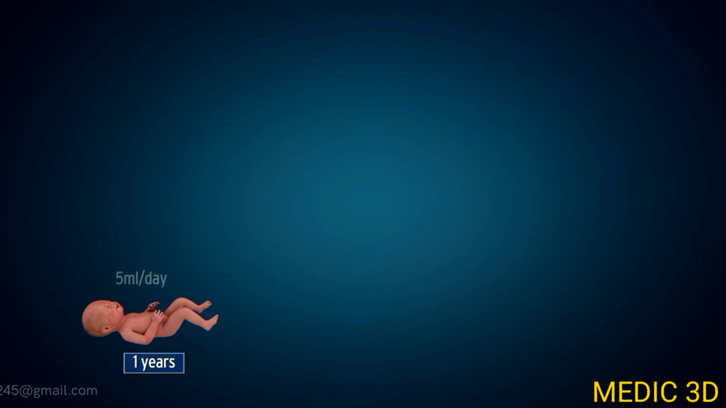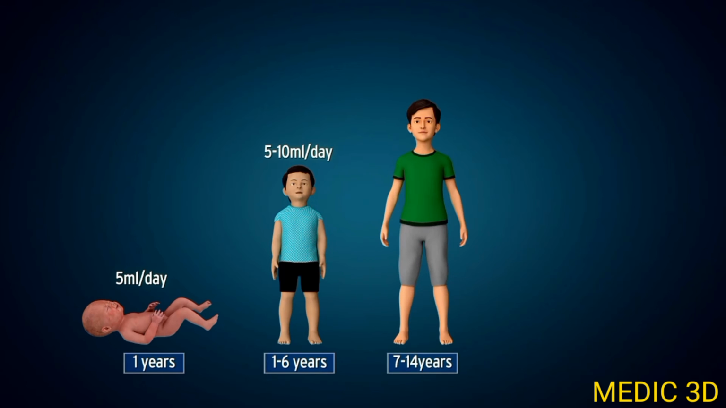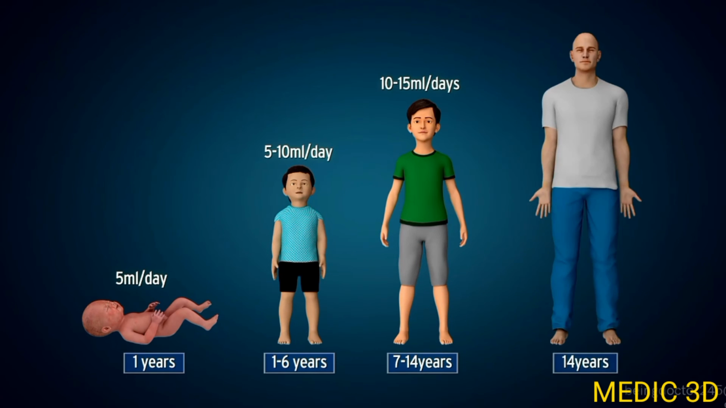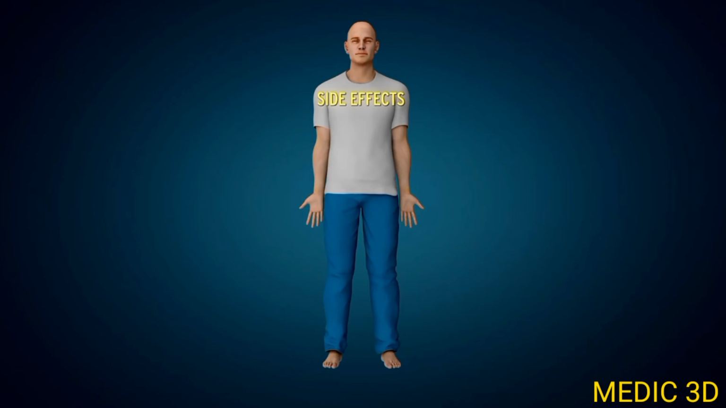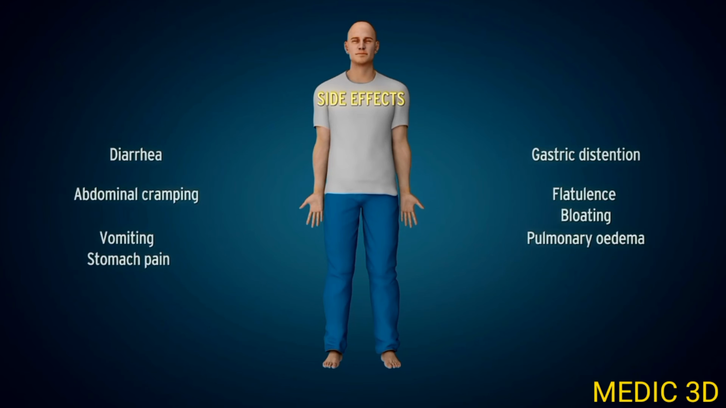Doses: children less than 1 year, 5 ml per day. Children of 1 to 6 years, 5 to 10 ml per day. Child 7 to 14 years, 10 to 15 ml per day. Greater than 14 years, 15 to 45 ml per day as prescribed by the physician. Side effects: diarrhea, gastric distension, abdominal cramping, flatulence and bloating, vomiting and stomach pain, pulmonary edema.